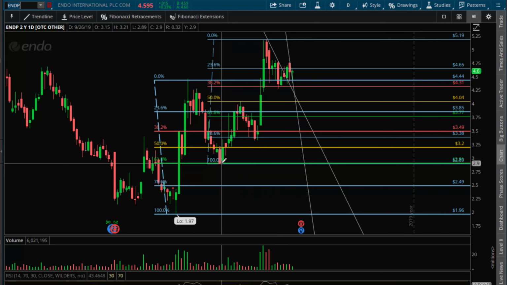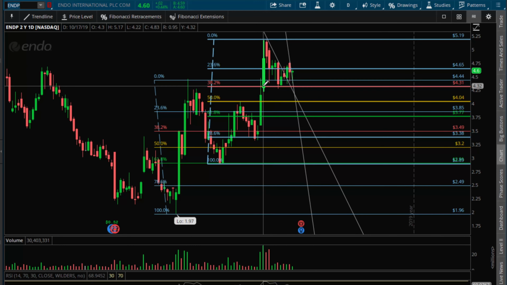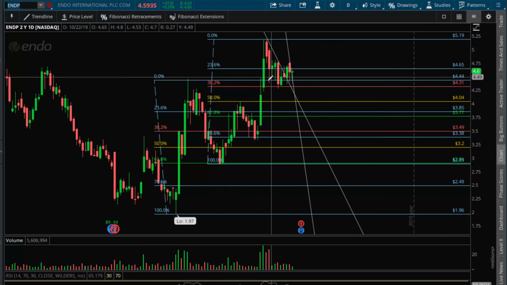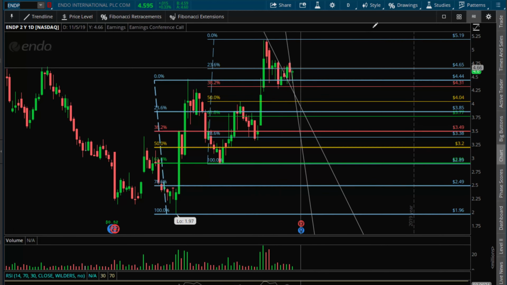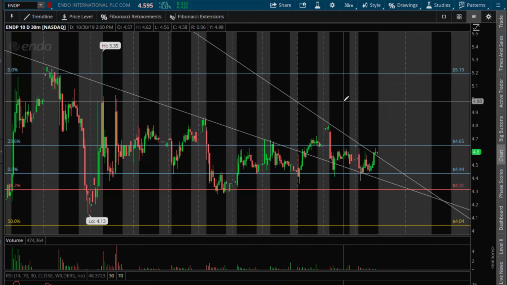Pulling into this level from here, you're getting nice support here at this 38.2, which to me is signifying a stronger trend. So kind of moving this into a shorter time frame here.